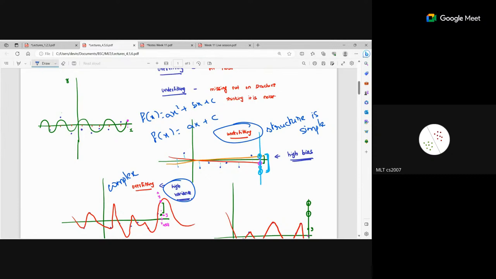Here the model you assume is itself wrong, so you're having a biased view of the data. That's called high bias, because your structure itself is entirely wrong here. That's going to lead to high bias. So the model you're going to get is not going to behave properly. That's called high bias.